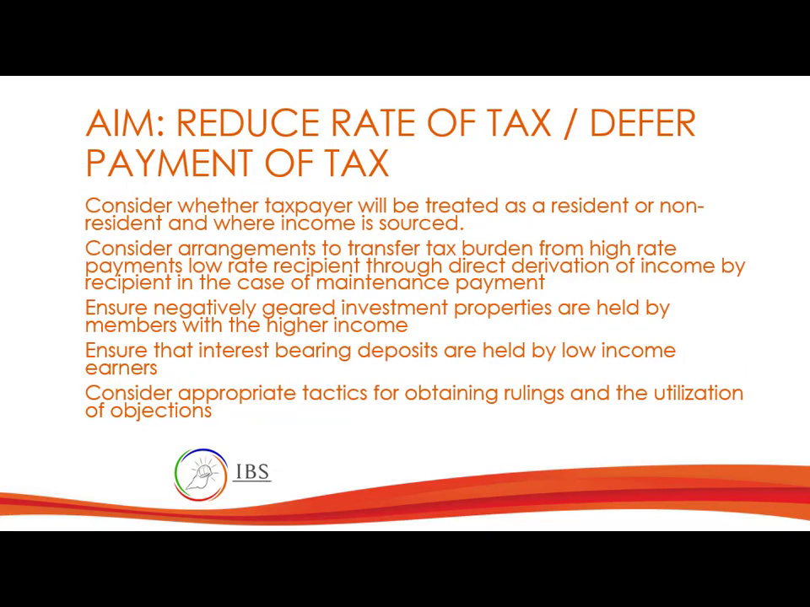Okay, reduce the rate of the tax or defer it. Okay, let's choose one here. Ensure negatively geared investment properties are held by members with the higher income. Okay? Why do you want that negatively geared investment? It means that with the higher income, if it is negatively geared, that will reduce the higher income instead of you with lower income. Give it to that individual with higher income, they will reduce their income tax by reducing the assessable income. Ensure that interest-bearing deposits are held by low income earners. Didn't get that point. Anyway.